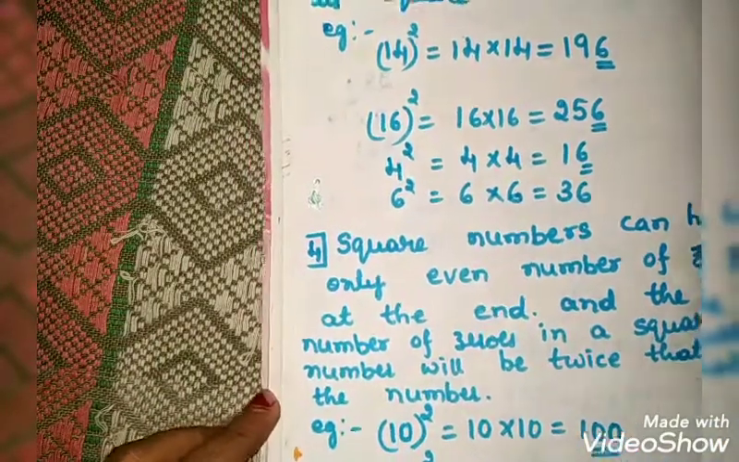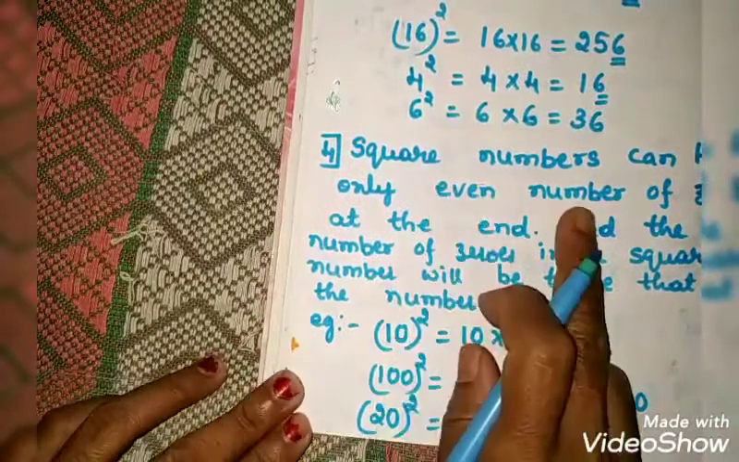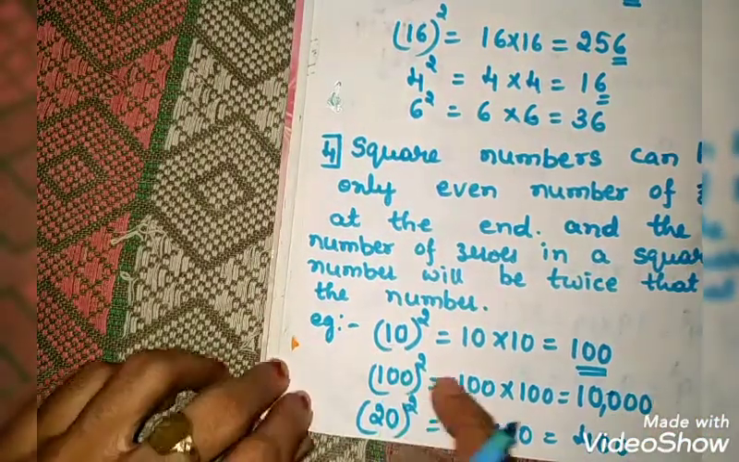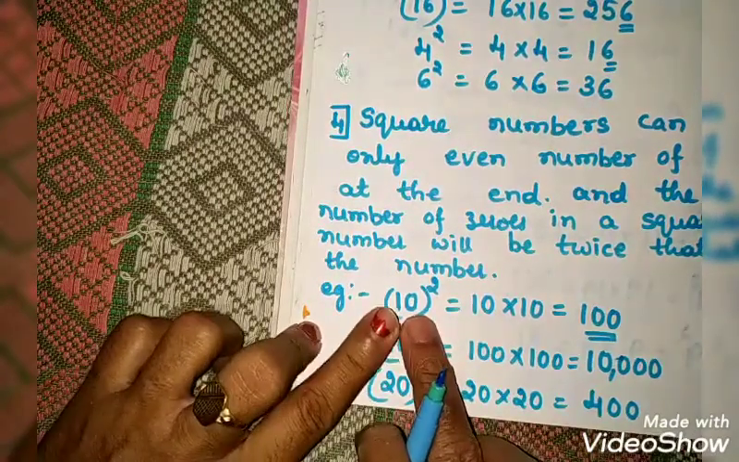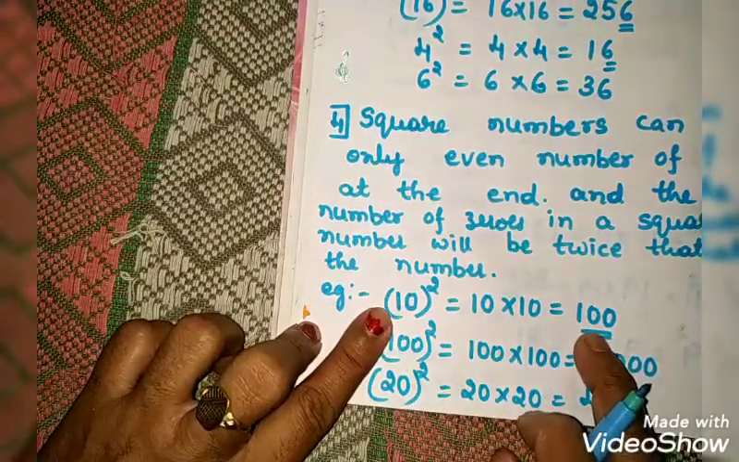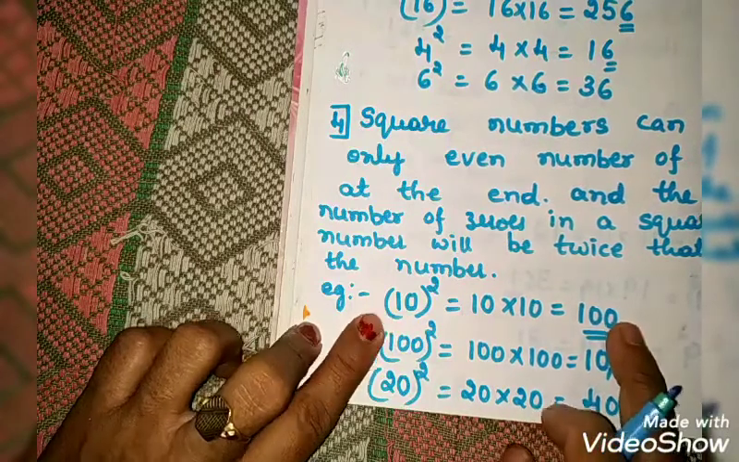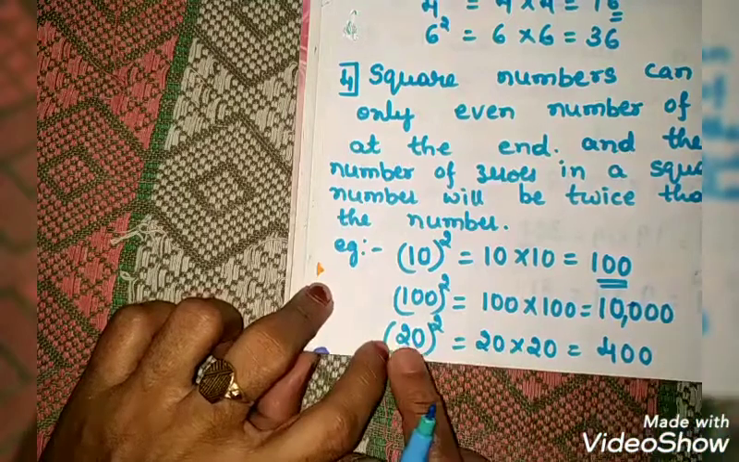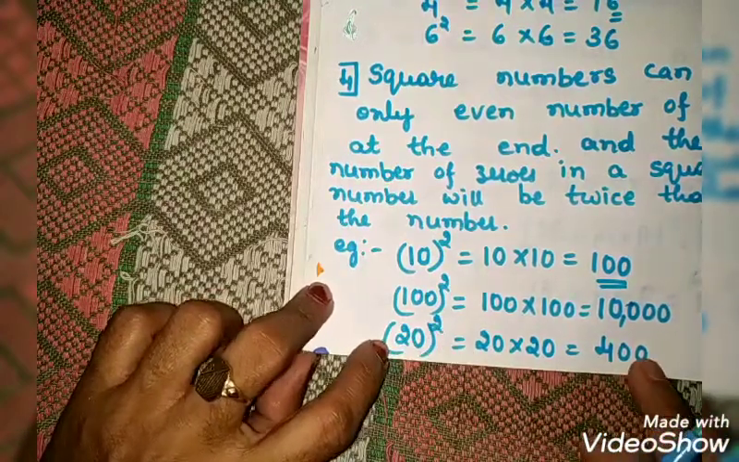Next, fourth property. Square numbers can have only an even number of zeros, children. Here observe 10 square. 10 square is 100. It is having an even number of zeros. Here 100 square. Here 10,000. Even number of zeros. 20 square. Even number of zeros I can have.